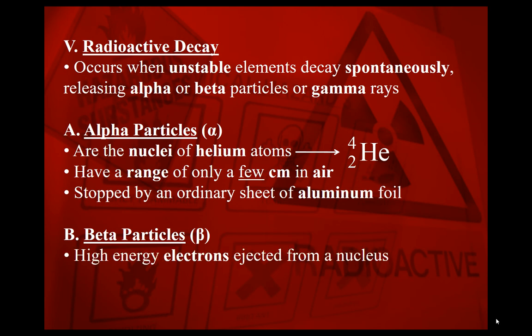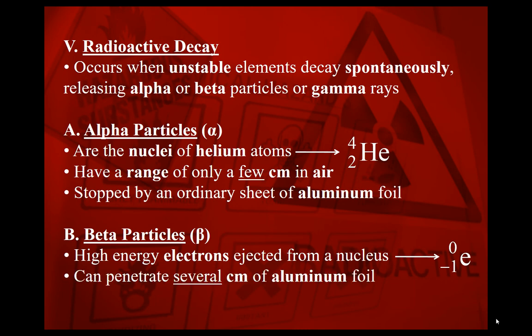Beta particles are electrons, specifically high-speed electrons that are ejected from a nucleus. There's a few ways we can represent this in the nuclear notation: 0,-1 e, or we could have 0,-1 beta. Either of those represents an electron. Because an electron is a lot smaller than an alpha particle, even than a single proton, they can move further in air, and they can actually pass through a few centimeters of aluminum foil just due to their smaller size.